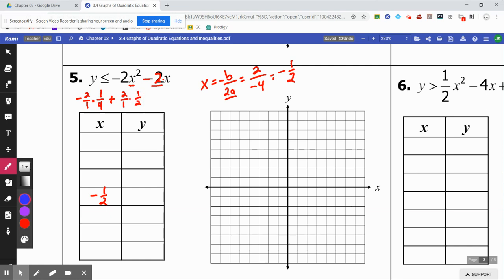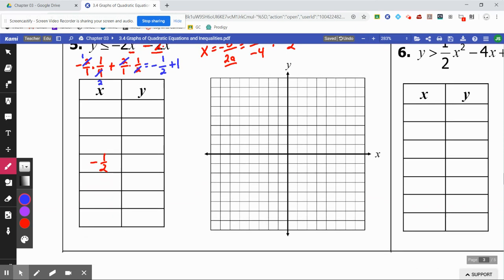Now, to actually multiply these fractions, I would cross cancel. That's a 1 and a 2. So you now have -1 over 2. These cancel completely, and that gives you +1. -1/2 plus 1 is the same thing as +1 minus a half, which is +1/2. So my vertex is at (-1/2, 1/2), which is right in the middle of that square. Go left a half a box and up a half a box.